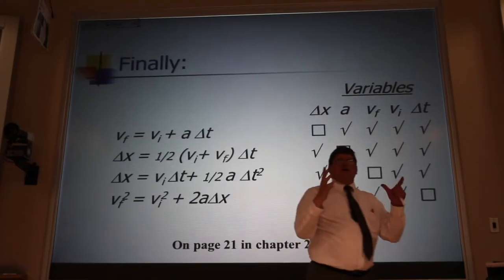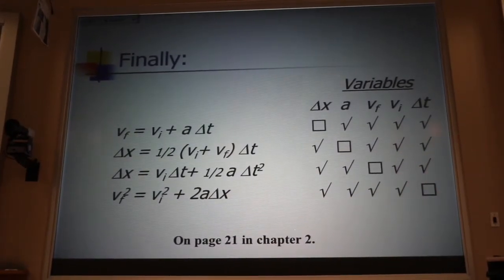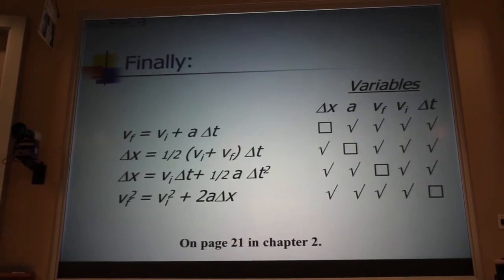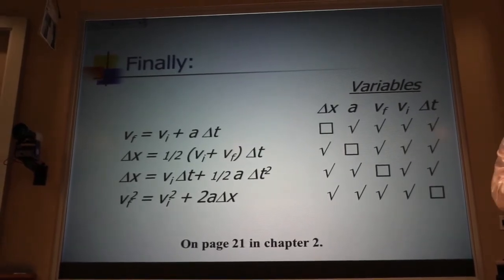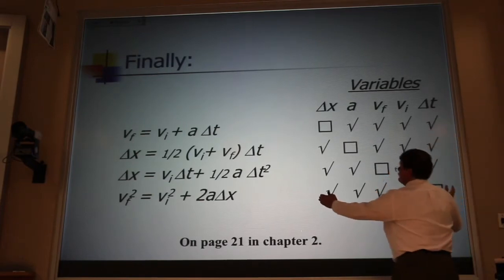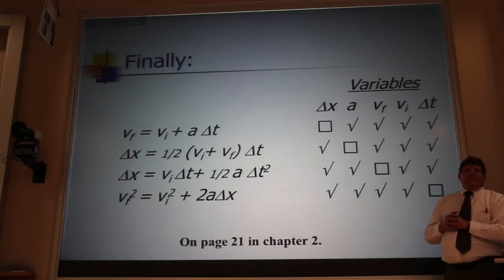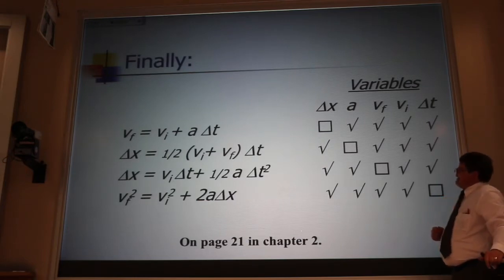Now, those four equations are known as the kinematic equations. They will be on the front page of your exam. They are on page 21 of your textbook. This chart will not be on the exam, but it's obvious what it is.